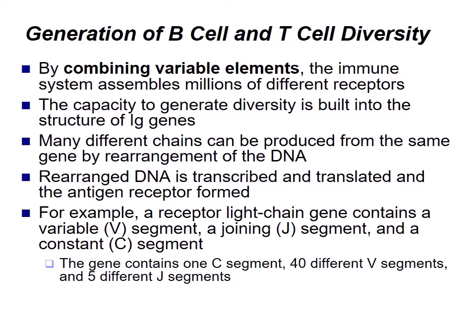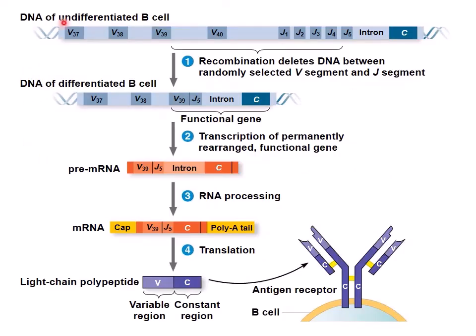of receptors that way. So up here, you've got the DNA of an undifferentiated B cell, and you can see that there's the one C segment here. There's different J segments and then different V segments. And then when those are going to be combined, so you're going to have recombination that deletes DNA between the V segments and the J segments, you get this functional gene down here, and this part of the gene is going to be transcribed into pre-mRNA and then edited into mature mRNA, and then you get the protein produced from the mRNA, and you can see how you can have different antigen receptors with different V segments there.